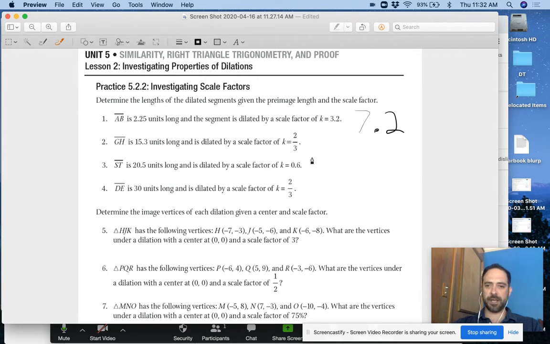Let's keep looking down here. Here we have HJK has the following vertices. All right, so we have these 3 vertices for this triangle. What are the vertices under a dilation with a center 0, 0 and a scale factor of 3?